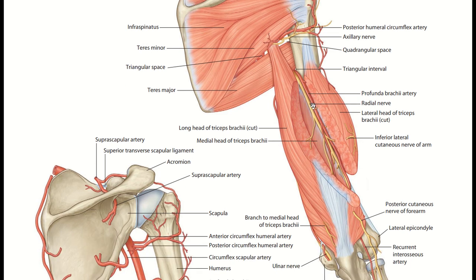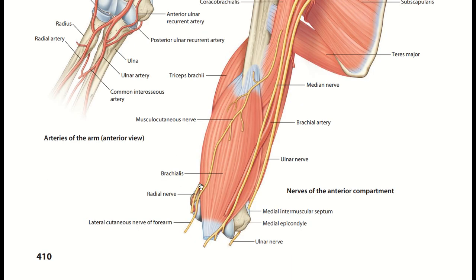So the radial nerve in the distal, lateral portion will pierce the lateral intermuscular septum. You can actually see this is your lateral intermuscular septum. It will pierce it to enter the anterior compartment. Let's take a look. So right here you can actually see this is your radial nerve now in the anterior compartment of the arm. And in this compartment it is going to supply the brachialis, also the anconeus, the brachioradialis muscle, and the extensor carpi radialis longus. Good.